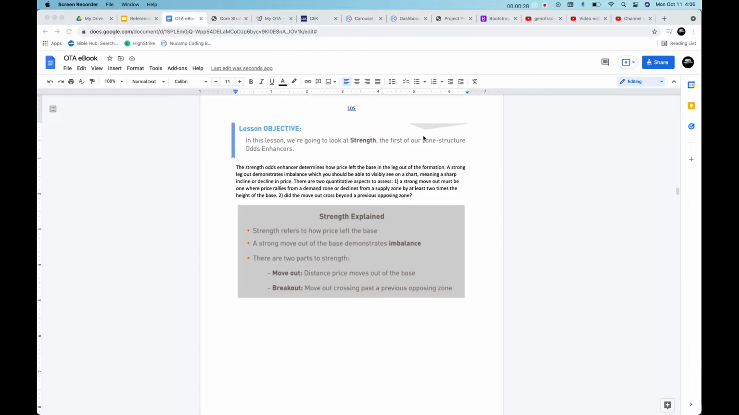There are two quantitative aspects to assess when looking at strength. Number one, a strong move out must be one where price rallies from a demand zone or declines from a supply zone by at least 2 times the height of the base. Number two, we want to ask, did the move out cross beyond a previous opposing zone?